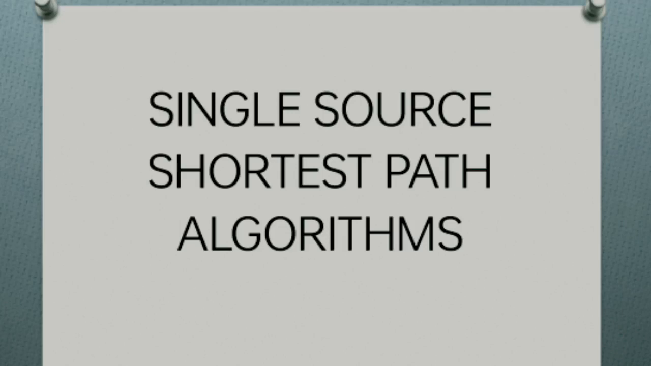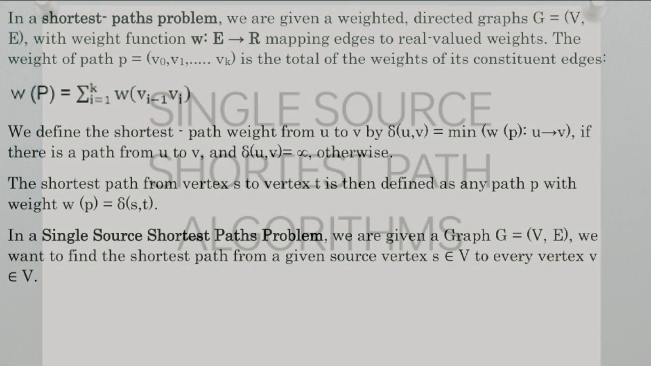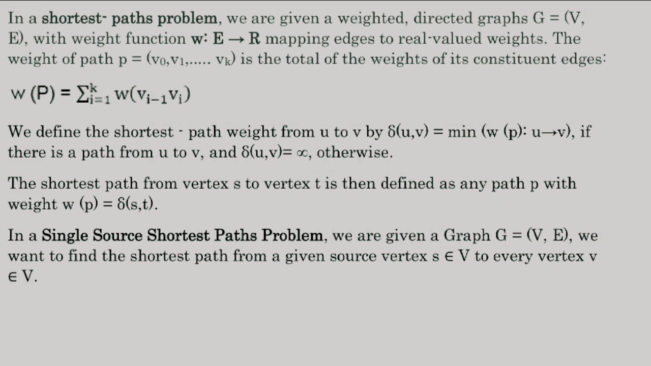Today we'll be discussing single source shortest path algorithms. The shortest path algorithms work on weighted and directed graphs. As you might already know, a weighted graph is a graph in which all the edges are assigned a real value called the weight. If you represent weight as a function, this is how you represent it. Weight W is a function which maps every edge in the set of edges E to a real value in the set of real numbers R.